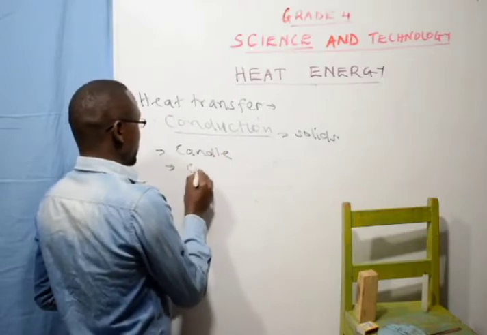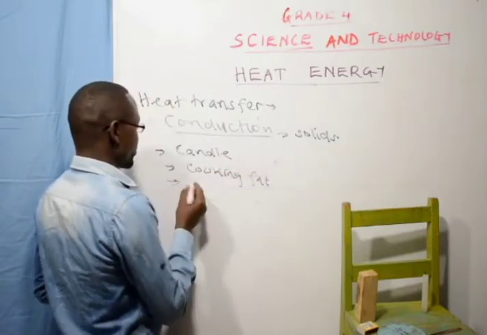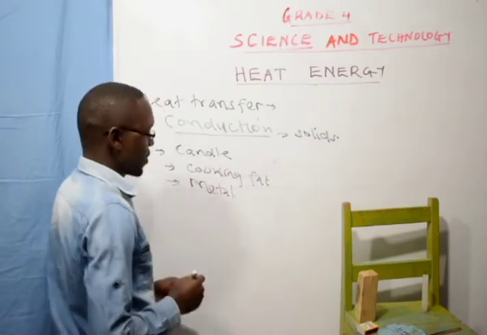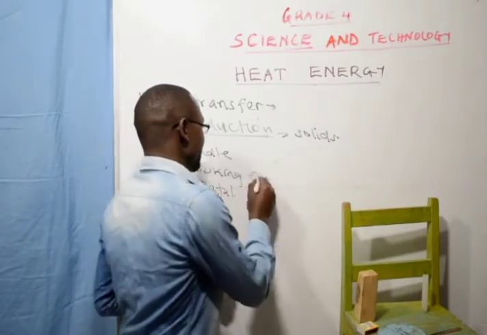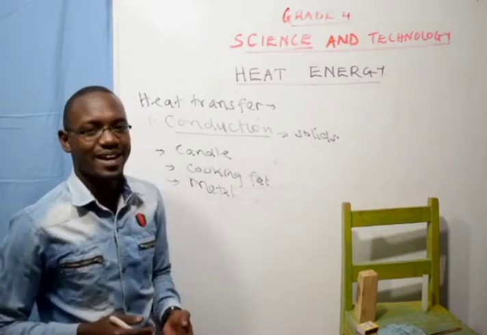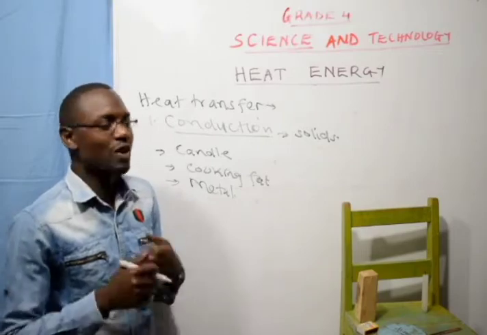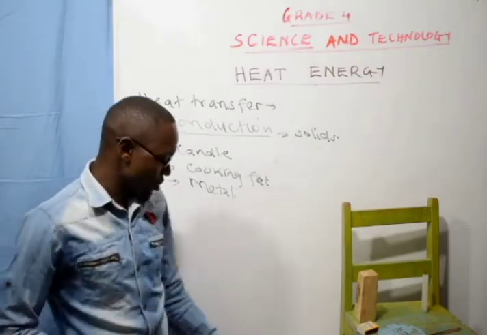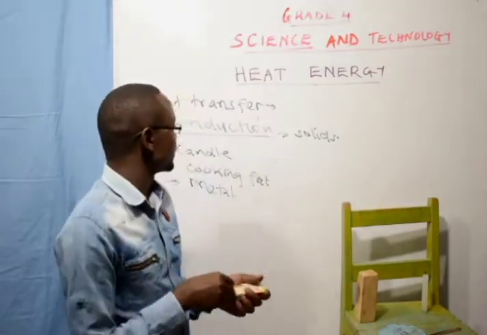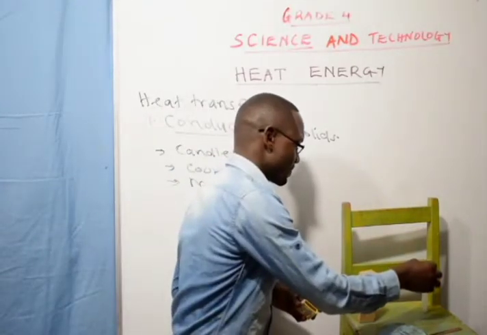We are going to use cooking fat, and we are also going to use a metal, a hot substance. As you investigate or go through the experiment, remember you are dealing with heat, and heat can burn you, so you have to be careful as you handle. So we are going to have our candle. We light our candle to investigate conduction in solids.